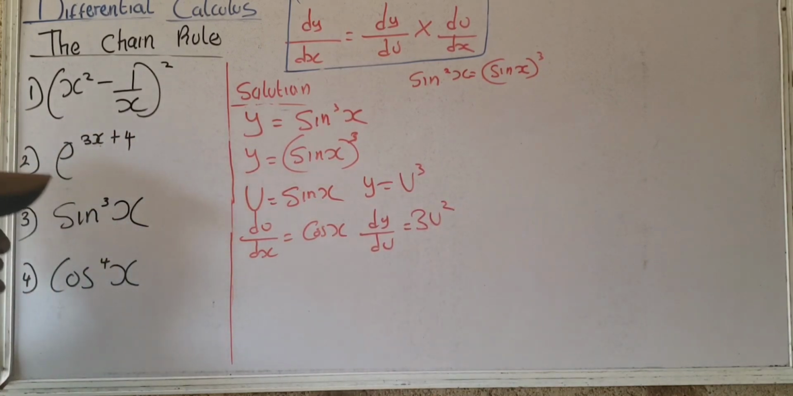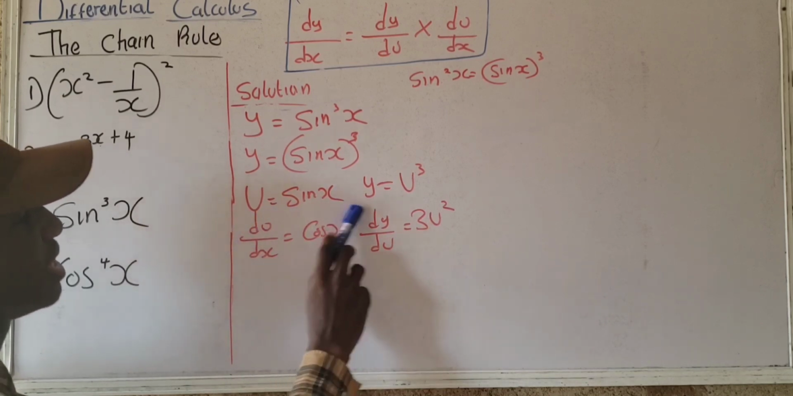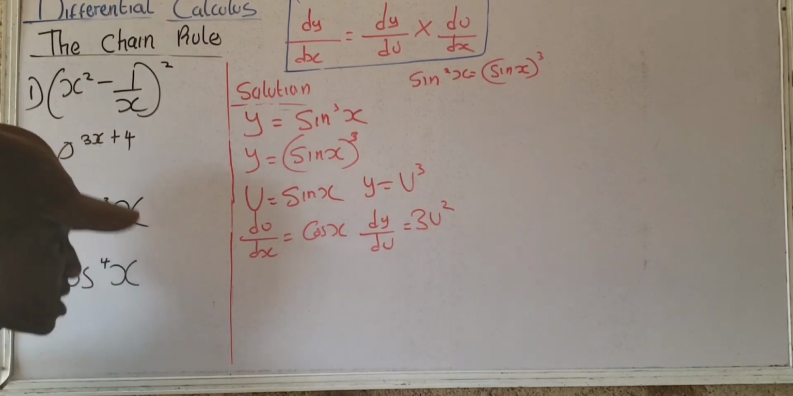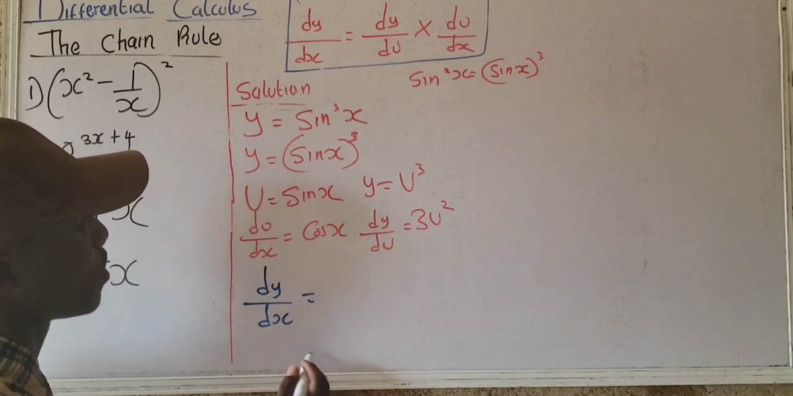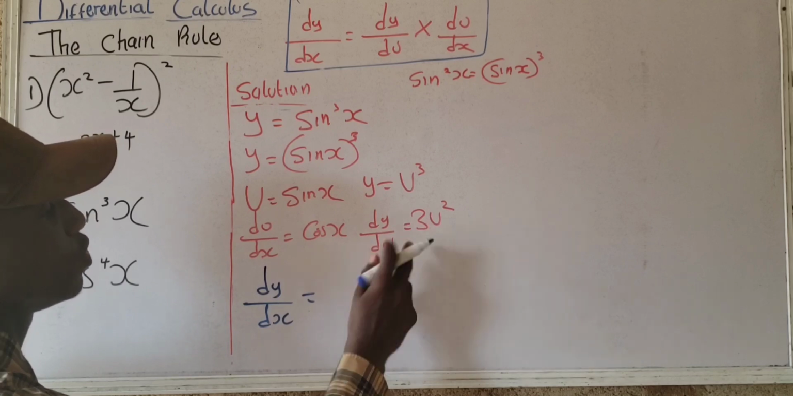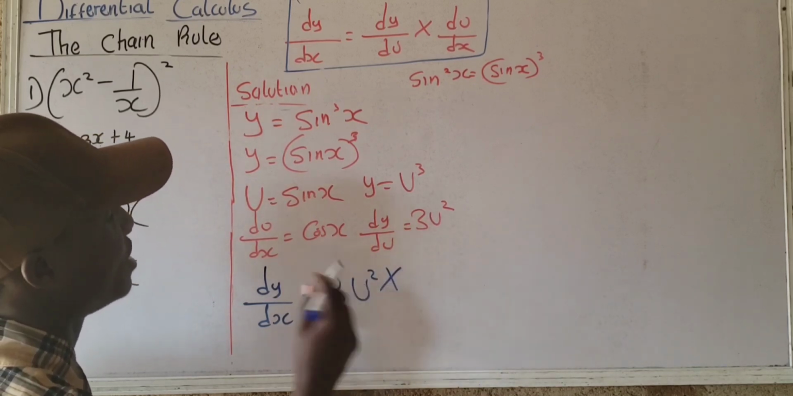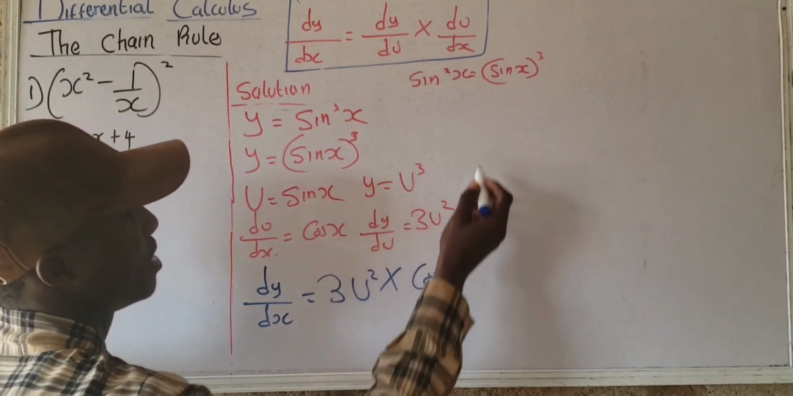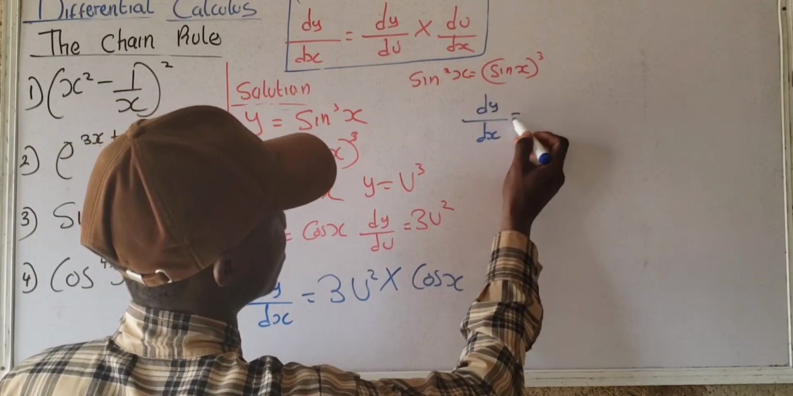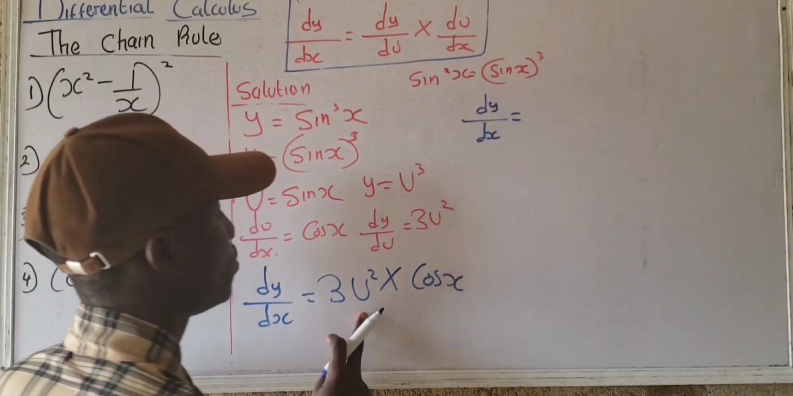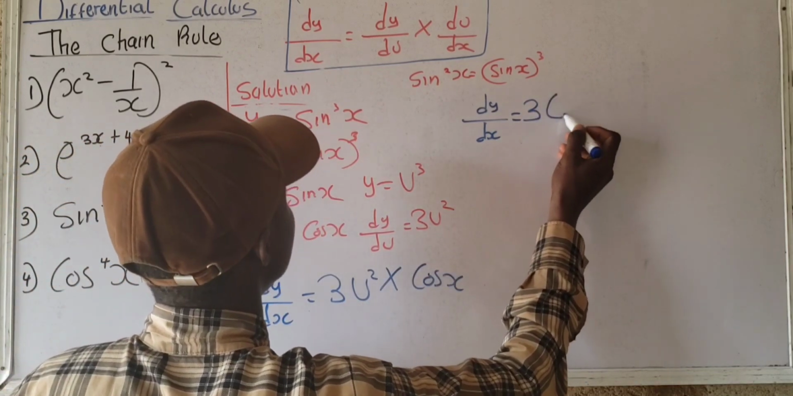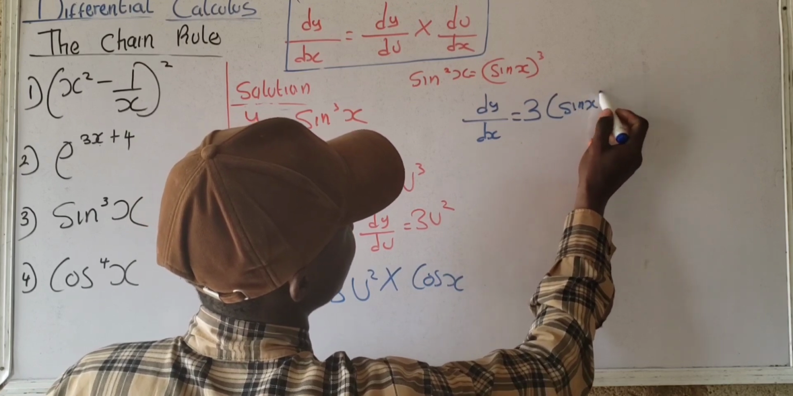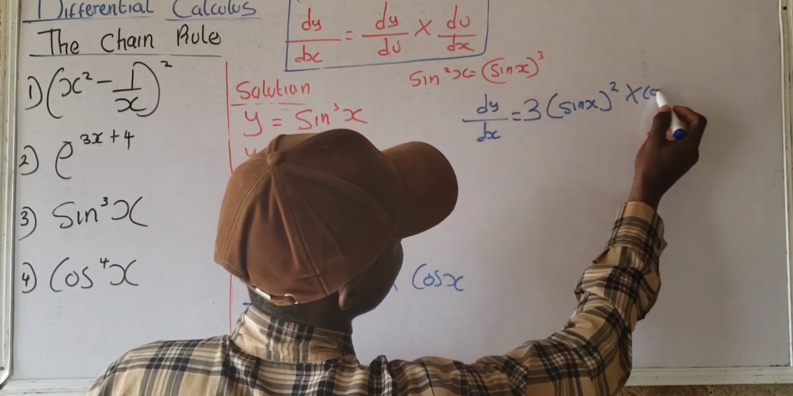Now, having gotten the derivative of the inner function and the outer function, where the inner function is the function inside the bracket, and the outer function is this, the next step is to make use of the chain rule formula. Here, I'm going to have dy/dx equals dy/du, which is 3u squared, multiplied by du/dx, which is cos x. Hence, dy/dx is equal to 3 multiplied by u squared, where u is sine x, so sine x raised to the power of 2, multiplied by cos x.